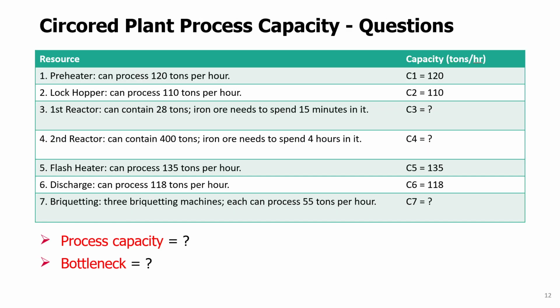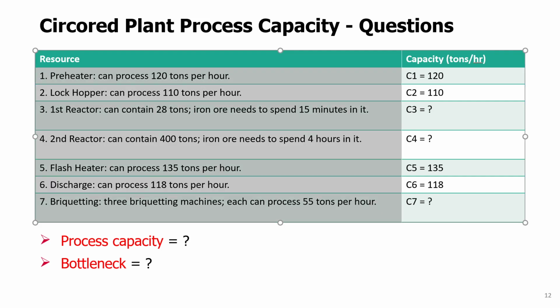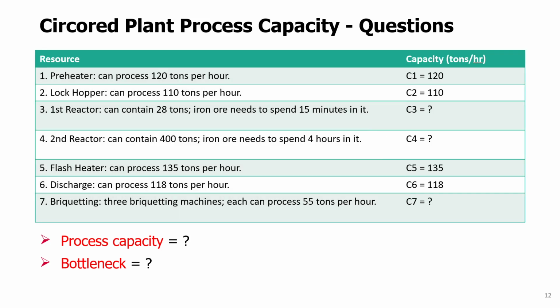Let us now go back to the case of the Circored plant and its process capacity. So suppose we talked to engineers and we found out that these are some facts about the 7 activities or 7 resources that are performing activities in our process flow diagram. Some of the information is quite straightforward. The preheater can process 120 tons per hour, lock hopper 110, flash heater 135, discharge 118 per hour. So capacities of those steps are quite easy.